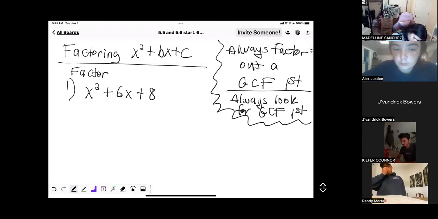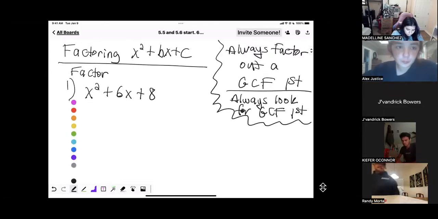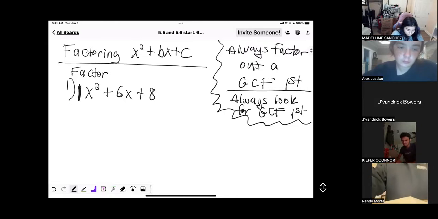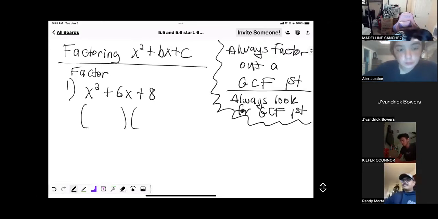This one has no GCF. I have no coefficient on x squared except 1, and 8 does not have an x, so I can't factor anything out. I don't have anything to factor out. So when we talk about factoring x squared plus bx plus c, that means that x squared doesn't have a value other than 1. When we come back, we're going to factor where it's not 1. There's actually a coefficient with x squared. But for right now, the coefficient is just going to be 1. So factoring means this. We're going backwards. We're going into parentheses.